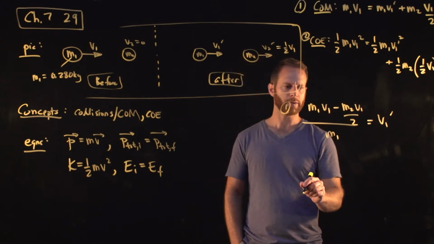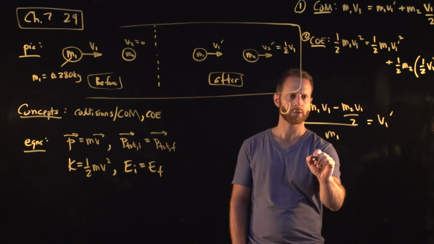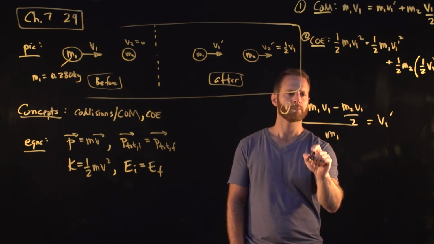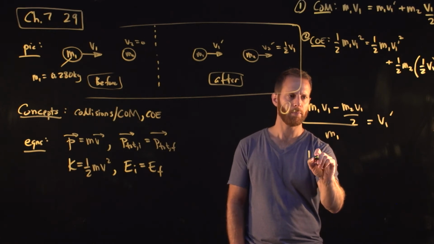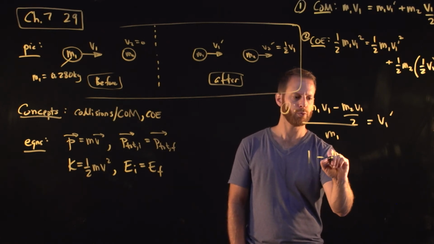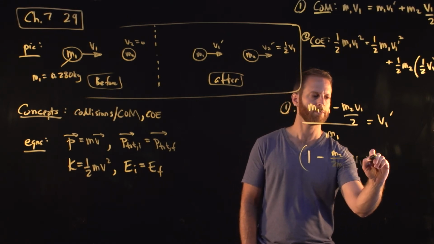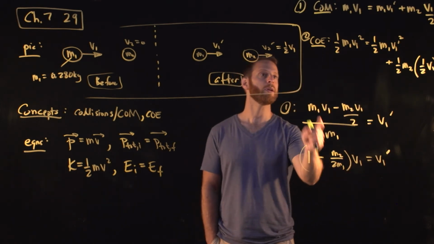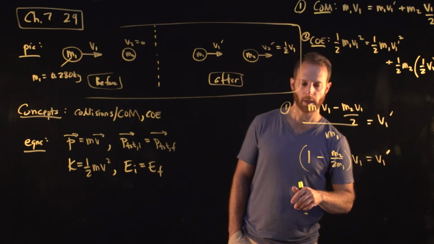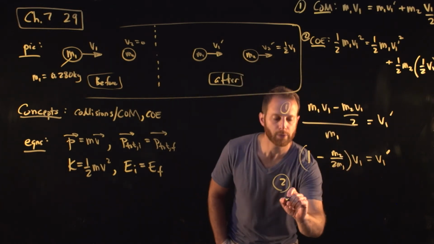It may be worth cleaning this up just slightly. Notice that there's a v1 in both of these terms, so let's pull that out and write this as 1 minus m2 over 2m1, times v1. So that's one way to rewrite v1 prime. Now that we have that, we can put it into the second equation and make some progress. So let's go ahead and do that.